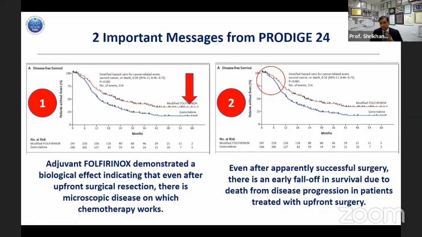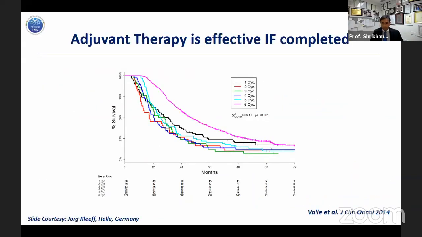On the other hand, the other thing that we need to understand is that even after apparently successful surgery, concentrate here, there is an early fall off in survival due to death from disease progression in patients treated with upfront surgery. So that means the disease is there all along, and even after good surgery, there is disease progression. Does it mean that all of the patients need to be treated with neoadjuvant because it's a systemic disease?